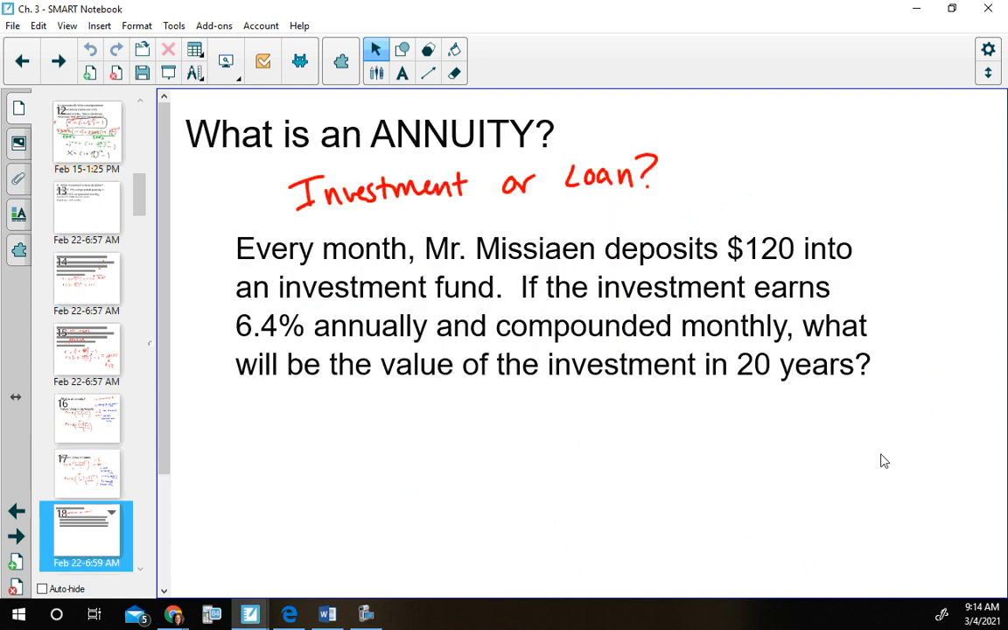Okay, so our first one here. Every month, Mr. Michon deposits $120 into an investment fund. If the investment earns 6.4% annually, compounded monthly, what will be the value of the investment in 20 years?